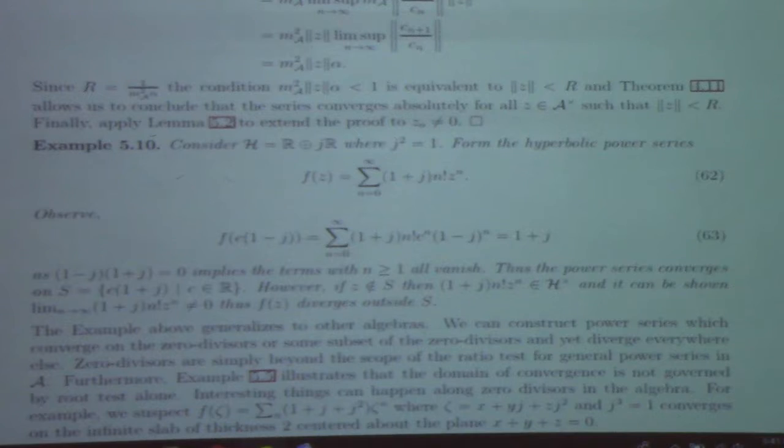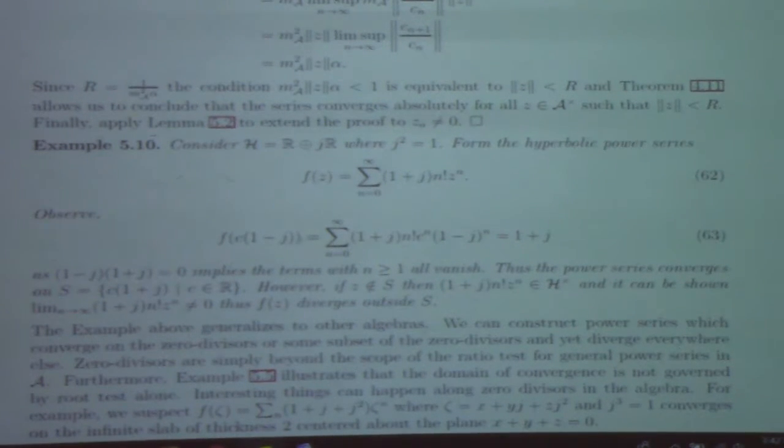And so, in fact, it's converging on any multiple of that zero divisor line. But if you're outside the line, then this thing, 1 plus j n factorial z, is a unit, and it can be shown that the limit of that is not equal to 0. Which then by the nth term test shows you it diverges. So this thing converges on the whole zero divisor line and diverges the minute you step off that line. That's a weird new kind of convergence for a series, right?